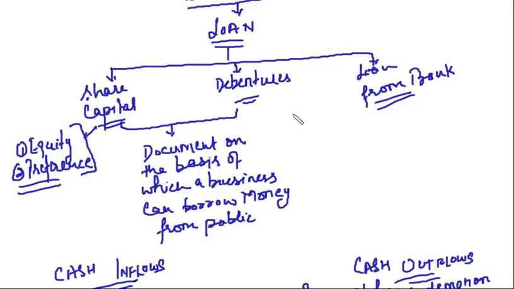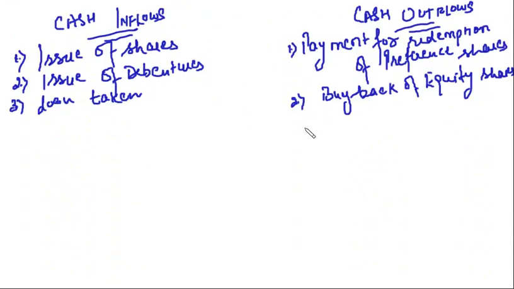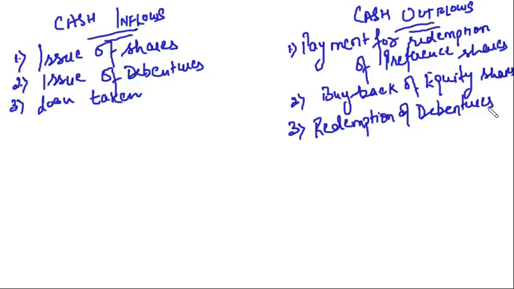Now for the debentures, again the public can ask for their money and we will have to pay them. That is redemption of debentures. Clear? Redemption of debentures means we are taking back the debenture document and giving them back the money. So it is a cash outflow for the business.